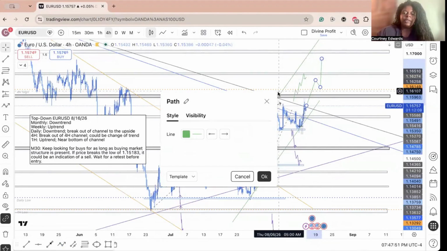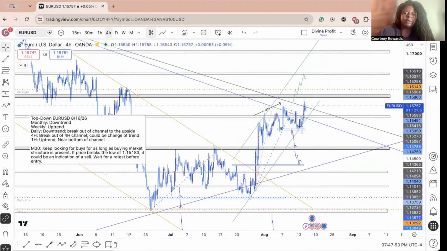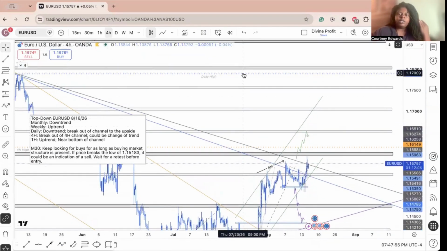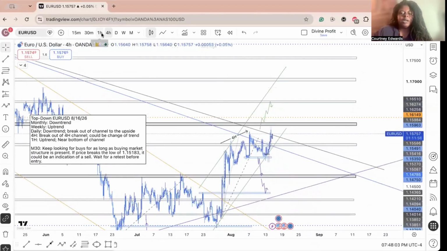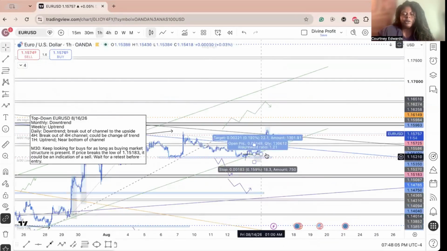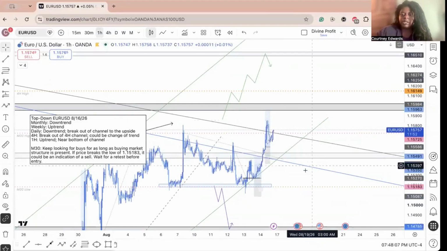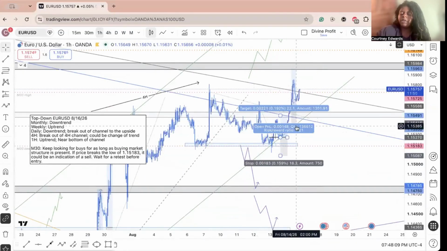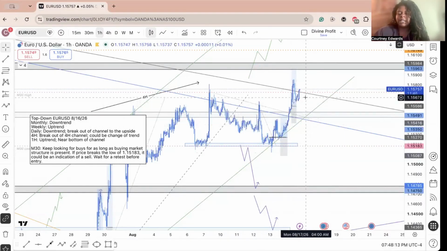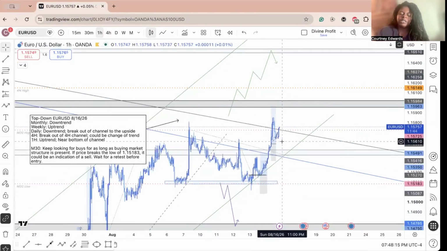But it can kind of move up as far as it wants to, but if it doesn't break that daily high, then we'll probably still be in that selling market structure for the daily time frame. So I do want you to keep that in mind. But as far as the 1 hour goes, we are uptrending. We are near the bottom of this 1 hour channel, and it looks like price has respected it. So we're gonna see if we're gonna continue trading within this 1 hour channel.